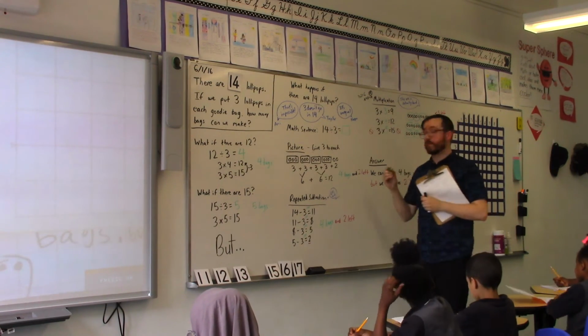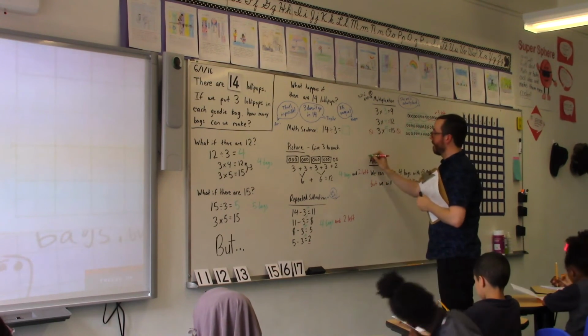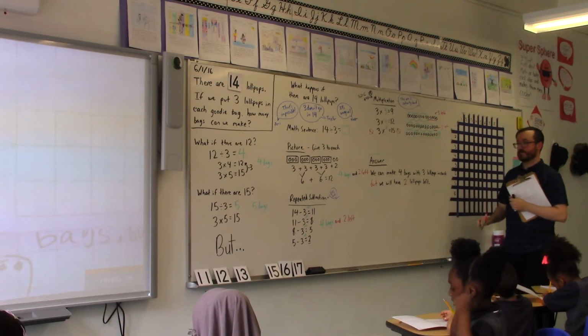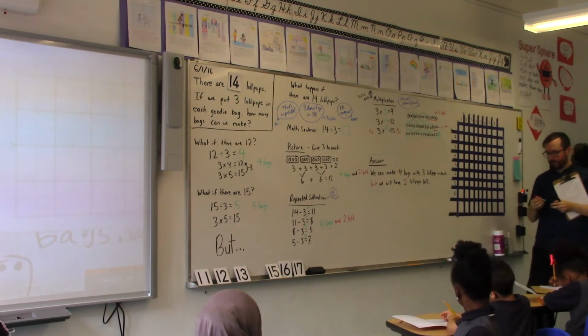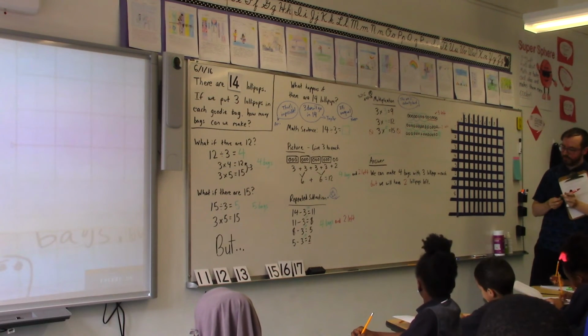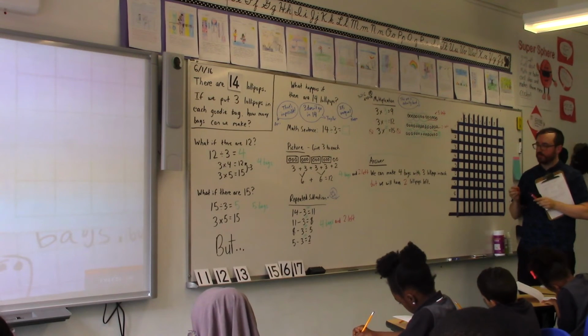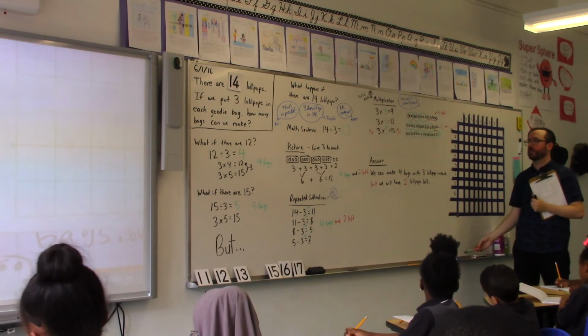Does that make sense to you? We can make 4 bags with 3 in each, because 4 times 3 is 12. But we'll have 2 lollipops left.